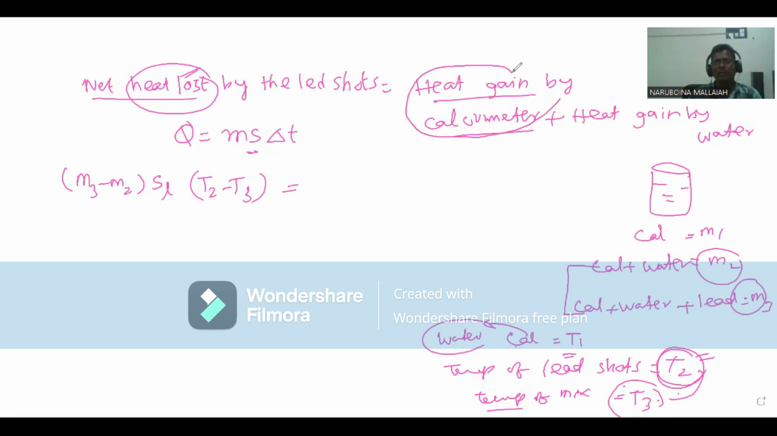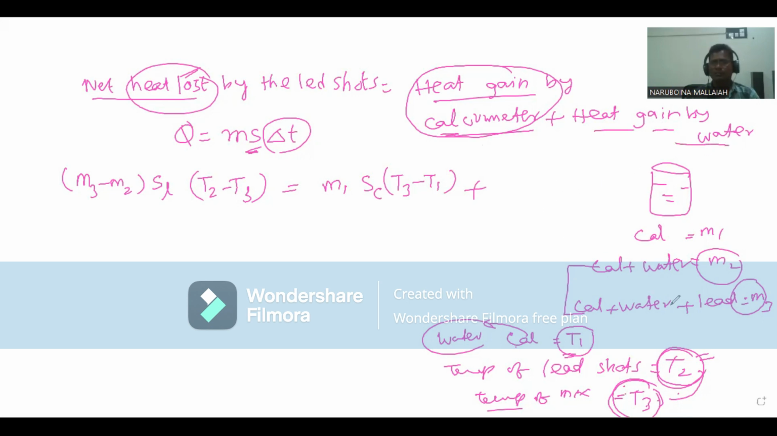Heat gained or lost by a body, we can find using Q is equal to m s delta T only. So here mass of the calorimeter is M1. Specific heat of the calorimeter is SC. And temperature change is delta T. For the calorimeter, final temperature is T3, initial temperature is T1. So the temperature change in the calorimeter is T3 minus T1. I am writing here T3 minus T1, plus heat gained by the water.